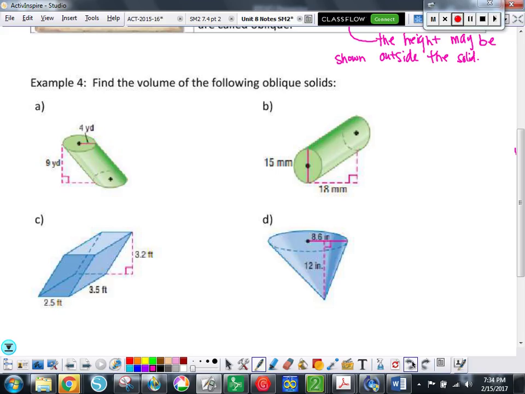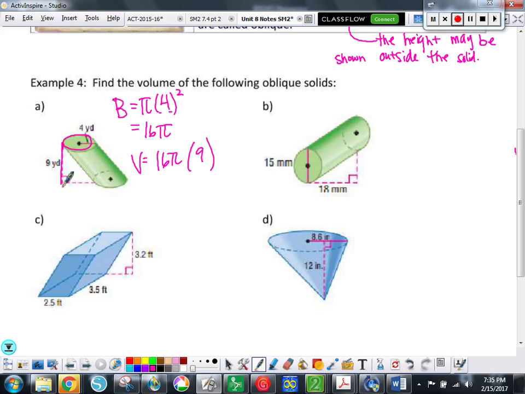So the process of finding the volume is the same. I need to find the base area. In this case, the base is a circle. So the formula for the area of a circle is pi r squared. In this case, we'll keep it at 16 pi, because 4 squared is 16. The volume formula, now this is a cylinder, so do you need the 1/3? No. It's the base area times the height, which again, the height is shown on the outside, but it's still how tall that stack is.